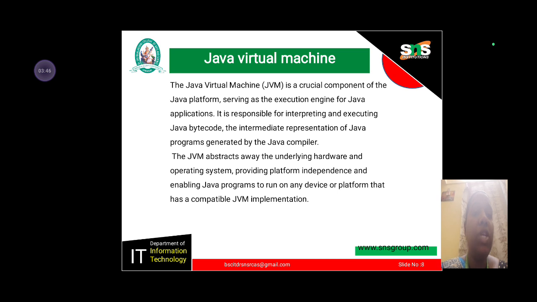Next one is Java Virtual Machine. The Java Virtual Machine is a crucial component of the Java platform. Serving as the execution engine for Java applications, it is responsible for interpreting and executing Java bytecode, the intermediate representation of Java programs generated by the Java compiler. The Java Virtual Machine abstracts away the underlying hardware and operating system, providing platform independence and enabling Java programs to run on any device or platform that has a compatible Java Virtual Machine implementation.